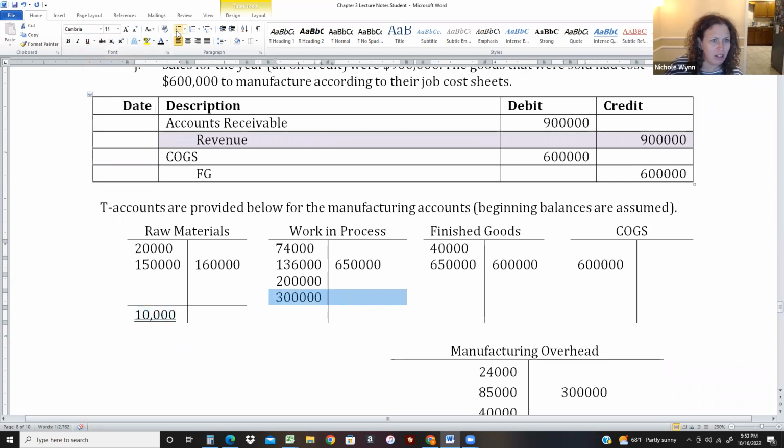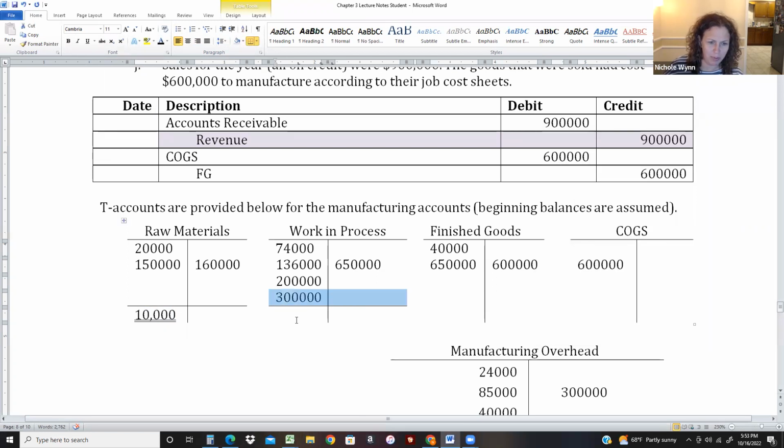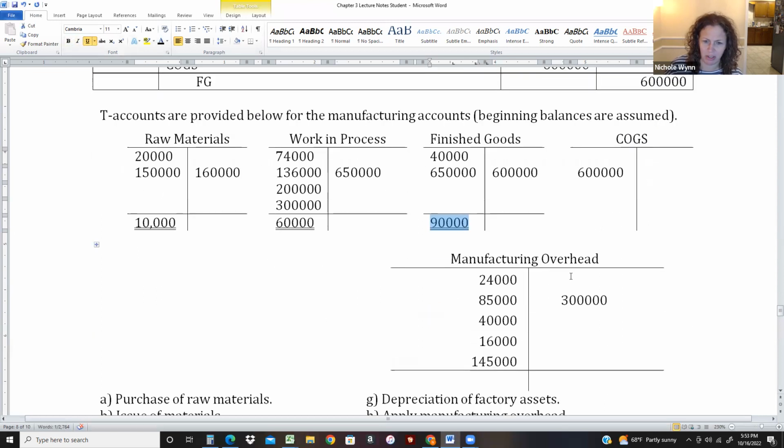Draw a line across here. And I'm going to take 74, 136, 200, and 300 minus 650. So my balance in WIP is 60. Double underline it. Okay. And then I have 40 and 650, which is 690 minus 600. So this looks like 90. Hope I'm right. Should never do math in my head. This one's still sitting with 600 right now.